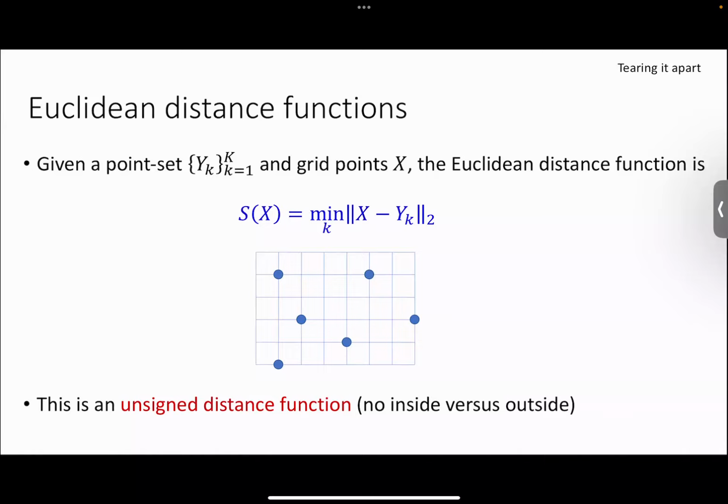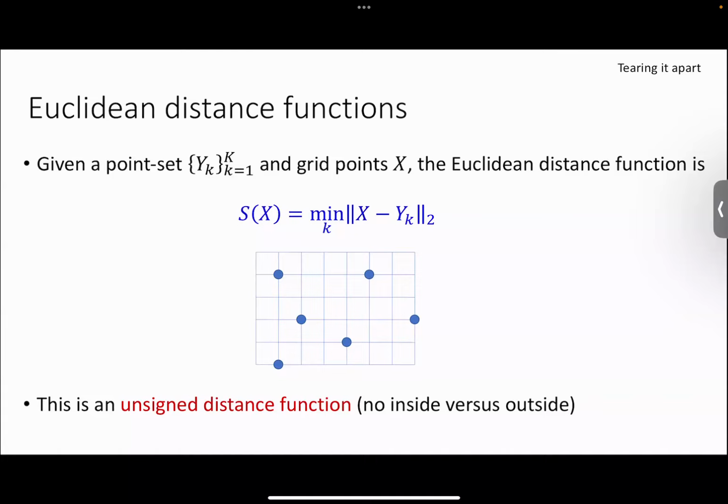Now, this goes by many different names. You may have encountered this in 2D and 3D as the Voronoi problem, but we won't go into too many computer science data structures here. We'll just stay with distance transforms and the connection to Hamilton-Jacobi. So when you do this, when you set up S of X, where X is the set of points on the grid, you get an unsigned distance function. What I mean by unsigned is that there's no notion of an inside of a shape versus the outside of a shape. What you get is just a geometric object, which is called the distance function. And later on, we will introduce signed distance functions where you will have an inside and an outside, and that will be the point of departure from these unsigned distance functions.